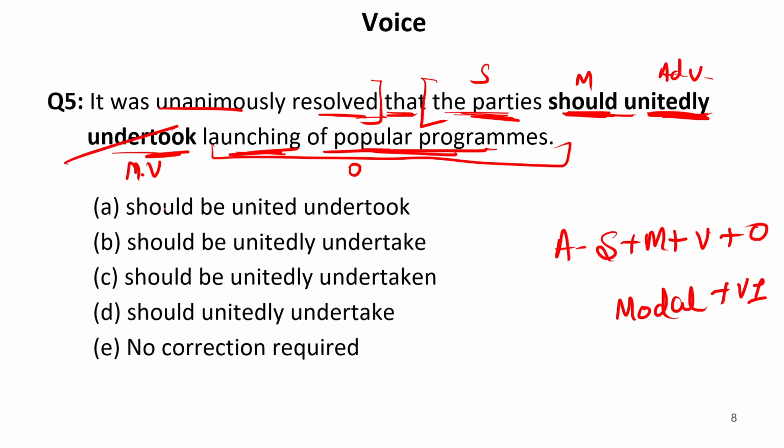Now, let us see the options. In the first, it is written should be united undertook. No, because unitedly is required, an adverb is required. Second thing, just to qualify the verb, we need an adverb. The second thing is we need either the verb third form if the sentence is passive, or verb first form if the sentence is active. And we know well that the sentence is in active voice. So we need verb first form only. Therefore, this undertook is incorrect.